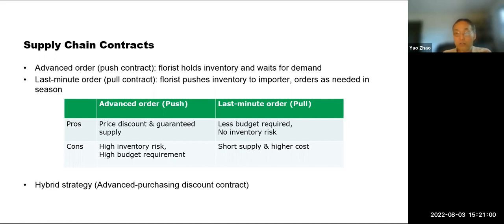As you can imagine, the third, optimal strategy would be a hybrid strategy, combining these two strategies together. They not only place the first order, but also place the second order at a different price, which is the advanced purchasing discount contract. I think Kashon has a paper on this. Many people have written about this, which is great, and we understand this very thoroughly. The question is, how do we convince students of this idea?